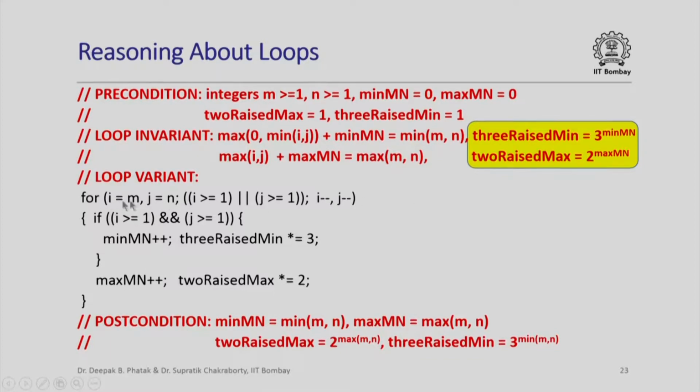i and j were both initialized to m and n, they were both decremented, we iterated the loop as long as we had greater than or equal to 1 for at least one of them. When both of them finally became less than or equal to 0, we stopped the iteration, and min mn and 3 raised to min were basically incremented and updated as long as both of them were greater than or equal to 1. So this is really the loop invariant in our case.